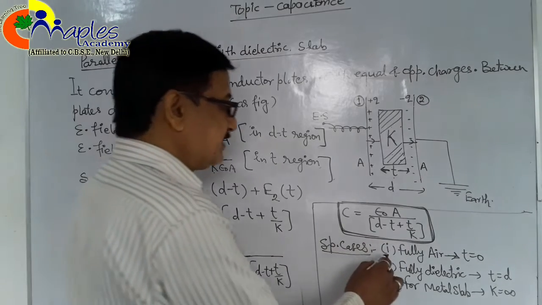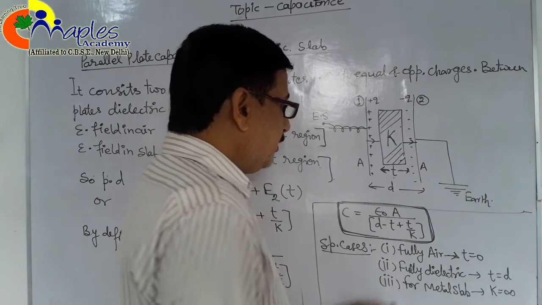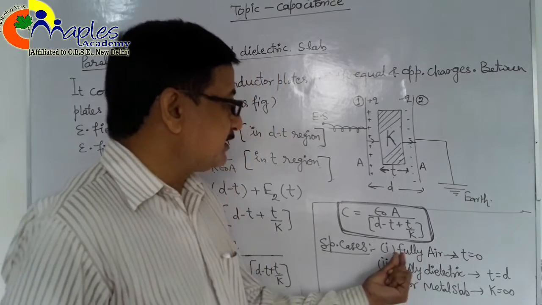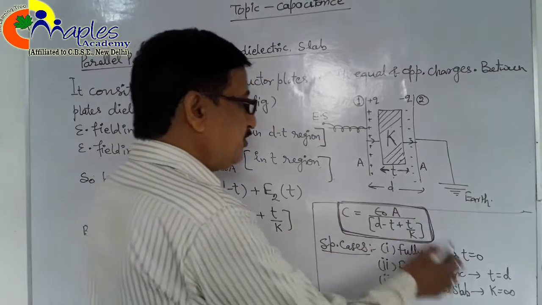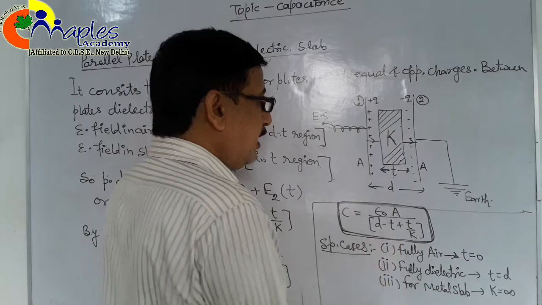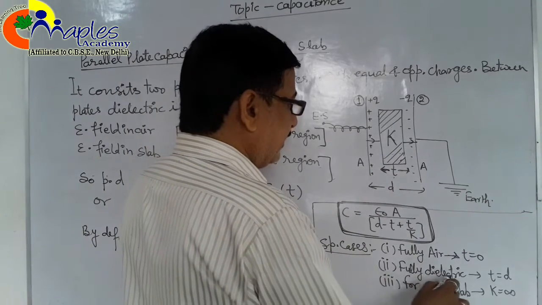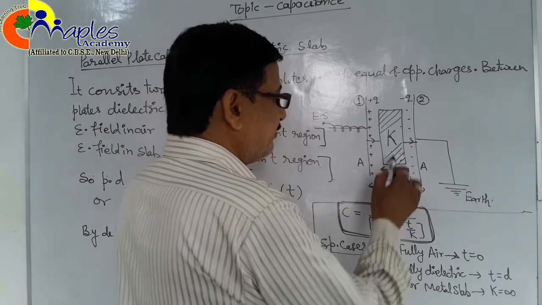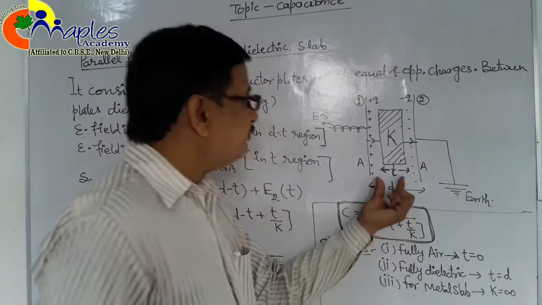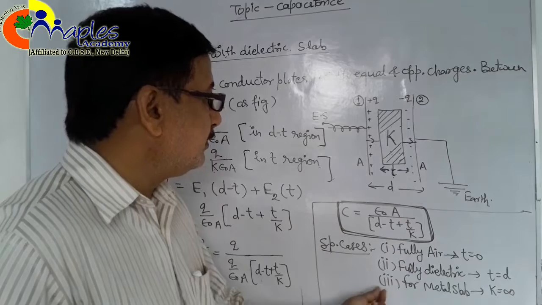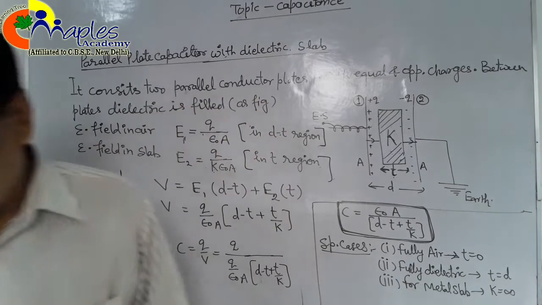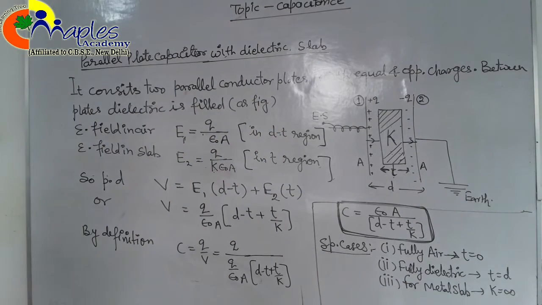Here are some special cases. First, when air is filled between the plates fully, then T will be 0, the slab is absent. When it is fully filled with dielectric, then the thickness of the slab will be equal to D. And if the slab is made of metal, then K will be infinite. For metal we will use this. These are the special cases.